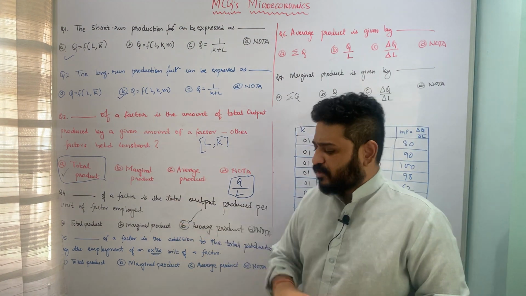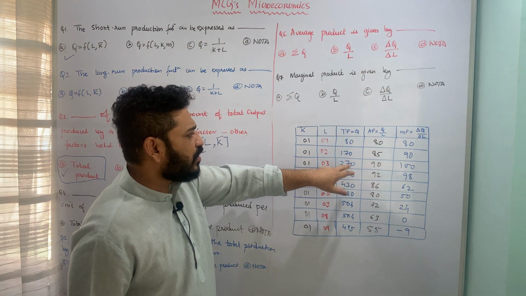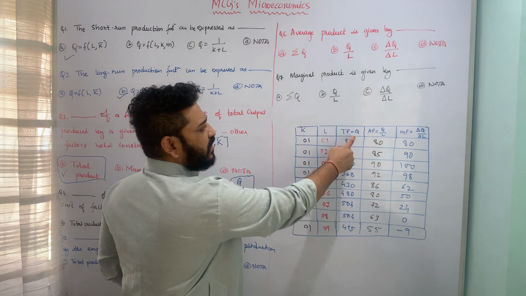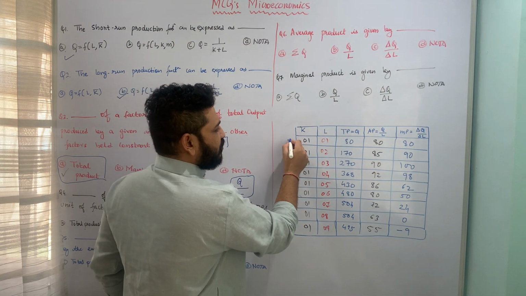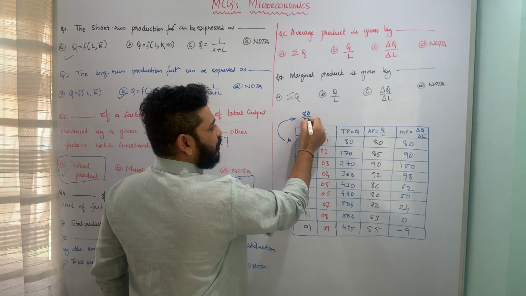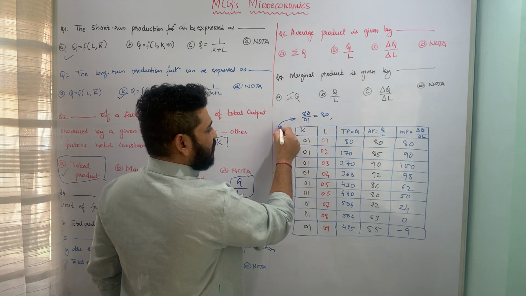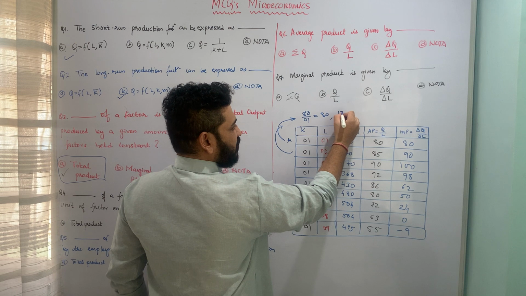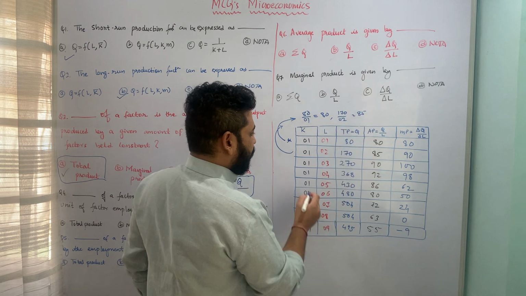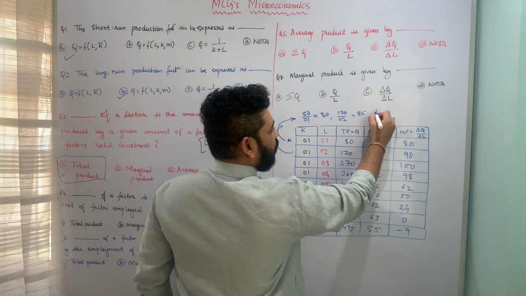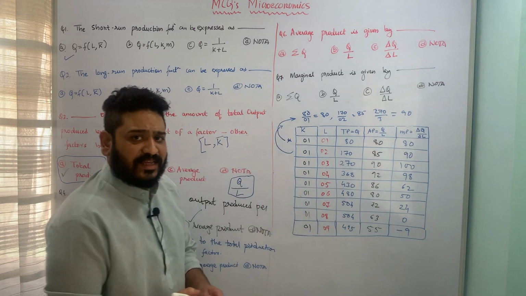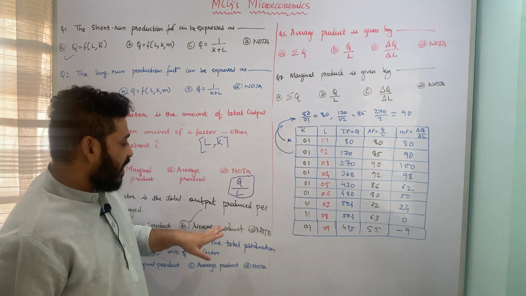I hope this question is pretty much clear. Here again, if you are interested in looking at how average product works, what I am doing is Q divided by L. At this juncture, Q divided by L is 80 divided by 1, which gives me 80. At the next juncture, 170 divided by 2 gives us 85. At the third, 270 divided by 3 gives me 90. This is how you look at the average concept.